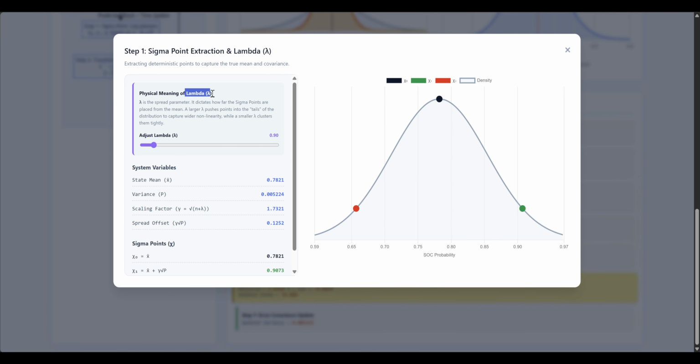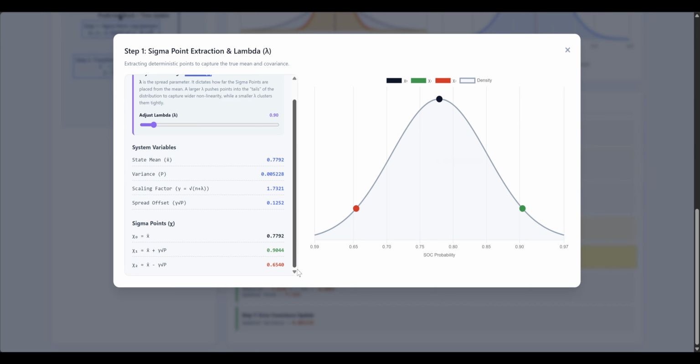Okay, so this is about the sigma point calculation, as well as the spread adjustment, which is the physical significance of lambda. And we will see all together how these calculations are happening step by step. So here we calculated the sigma points.